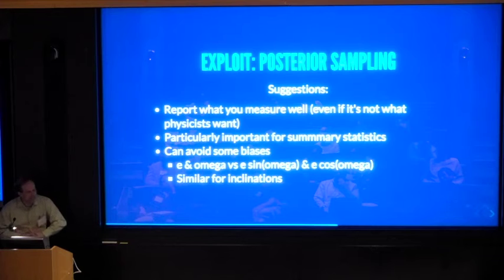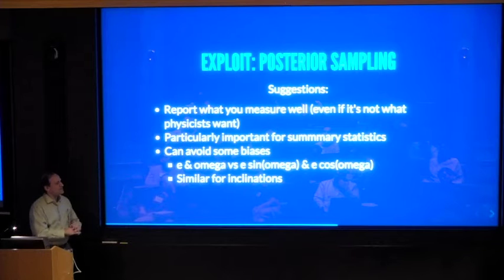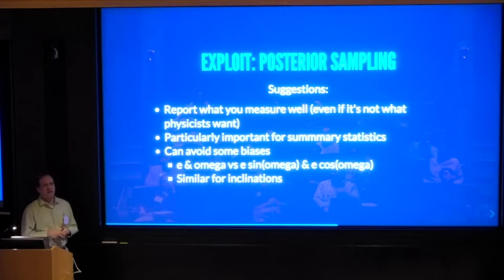I do have a few more suggestions to consider when posterior sampling. And one is to report what you measure well, even if it's not what the physicists wish you would tell them. So you already do this in some senses. Certainly you're very comfortable reporting, say, the Einstein radius of an event, or things in terms of the Einstein radius of the event. But there may be other cases as well where it's not so obvious.